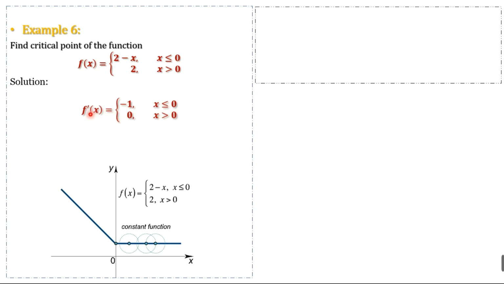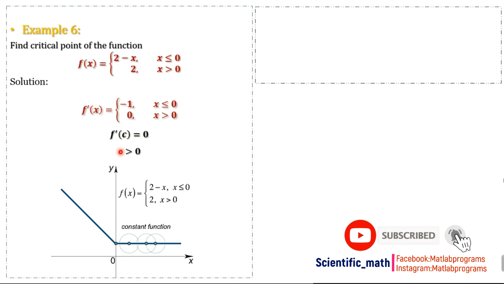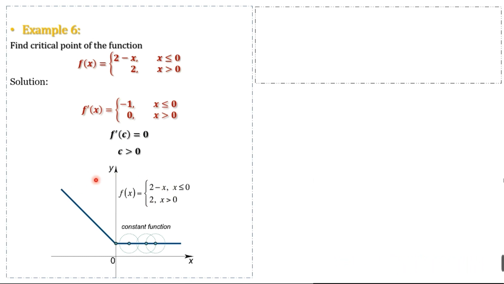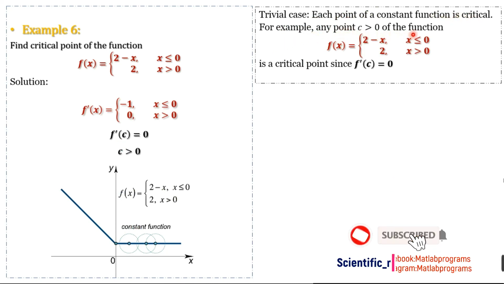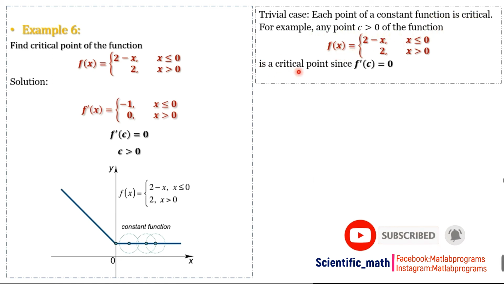Here we find the value of c after some simplification by putting f prime of c is equal to 0. First we replace this x with c, and then we put f prime of c is equal to 0, and after some simplification we get the value of c that will be greater than 0. So this is the graph of the function, and we can see here we have a trivial case. Each point of a constant function is critical. For example, any point c greater than 0 of the function is a critical point, since f prime of c is equal to 0.